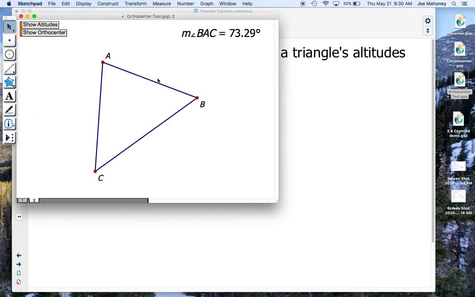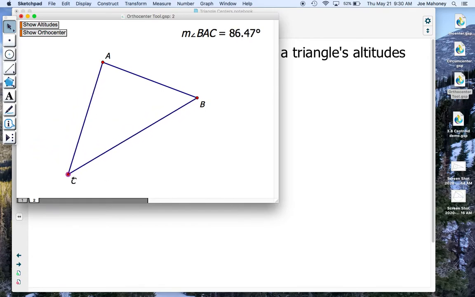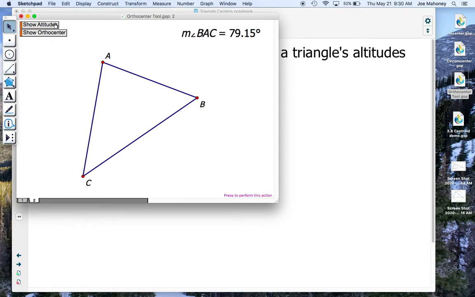Here we go. I have a triangle, and what I want you to notice is that I've measured angle BAC. I've measured angle A up here. As I move this around, the measure of angle A gets smaller or larger. We're going to play with a couple things real quick. First of all, the orthocenter is the intersection of the altitudes.